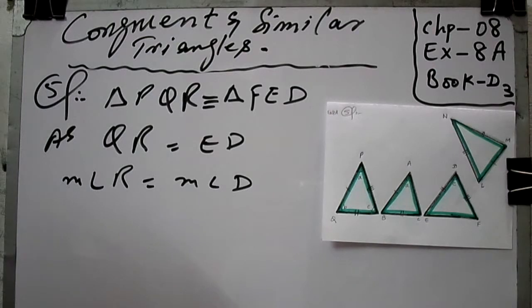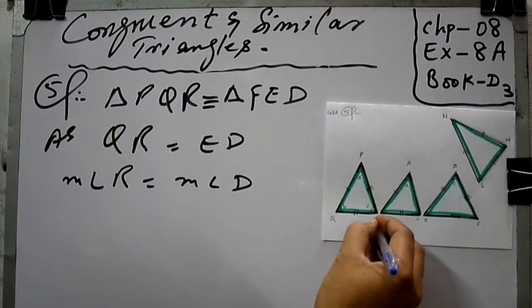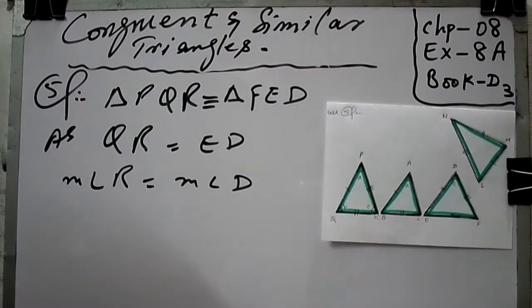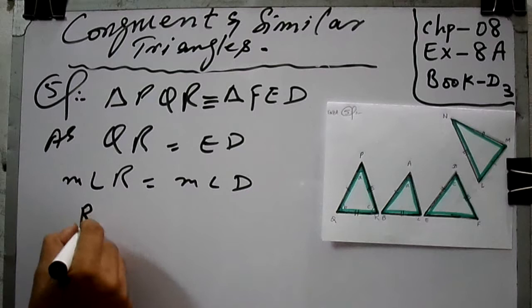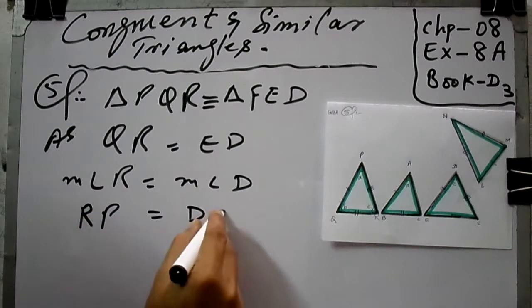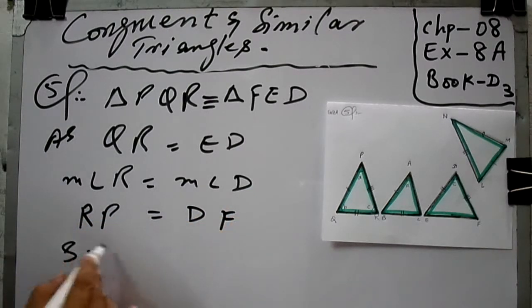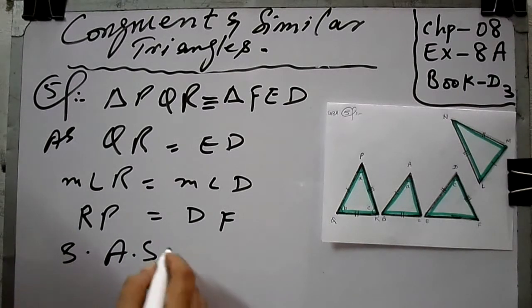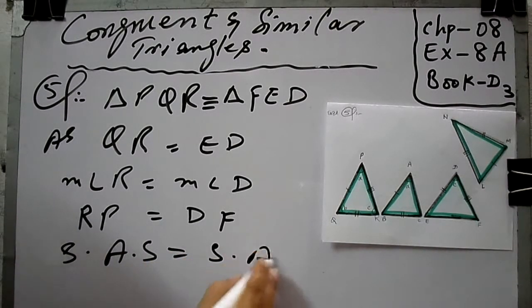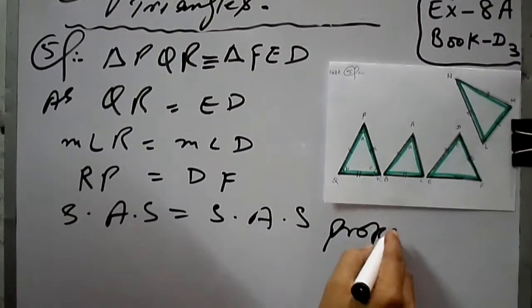So you can see that in PQR, the angle R is a little bit missed. So due to this, these two angles are equal. Similarly, the other side, RP is equal to DF. It means SAS, that is the SAS property we have used here.